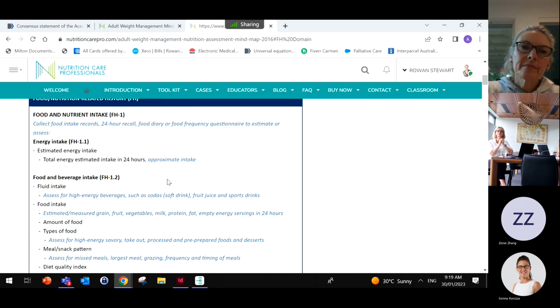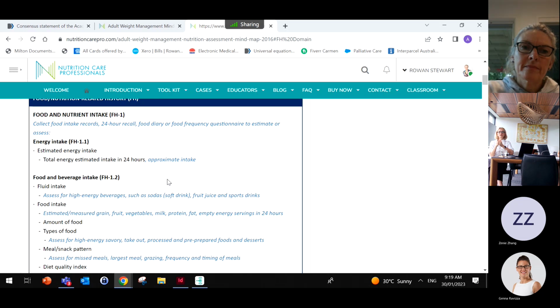Here we are really focused on the energy intake of the patient. And so you will work your way through these questions. You turn this information into questions when you're in an assessment situation with your patient. So the first thing that you're going to be looking at is their food and beverage intake. And you would be asking questions around their fluid intake. For example, are you drinking soft drinks? Do you have fruit juice at breakfast, lunch, or dinner? Do you drink sports drinks while you're exercising? You're gathering information about that excess sugar that might be going into their diet.